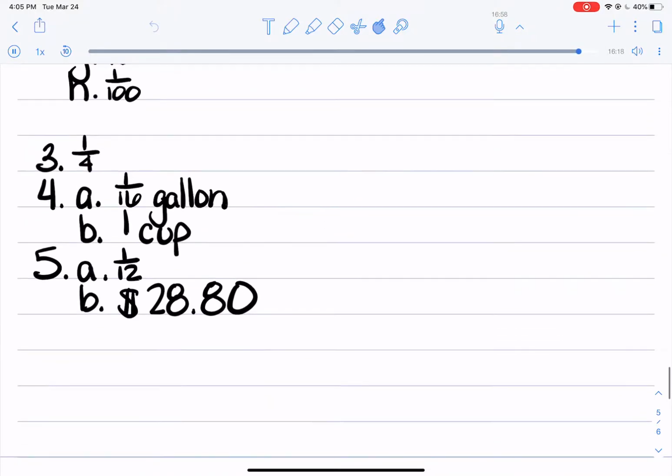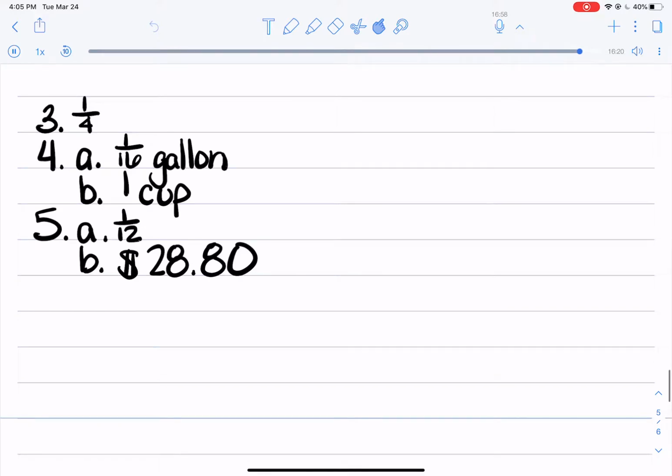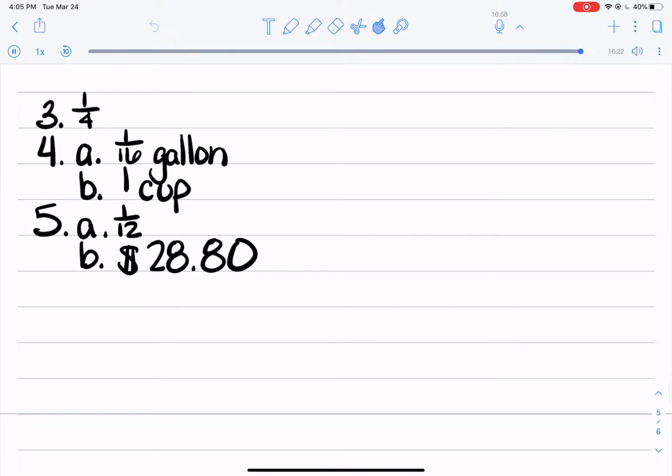The answer to problem 3 on the problem set is 1/4. The answer to problem 4A is 1/16 of a gallon. The answer to problem B is 1 cup on number 4. Problem 5A is 1/12, and problem 5B is $28.80.